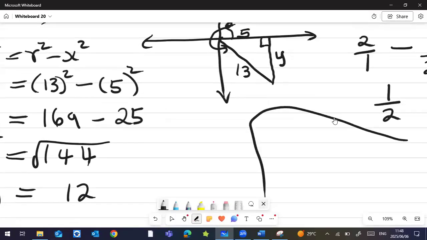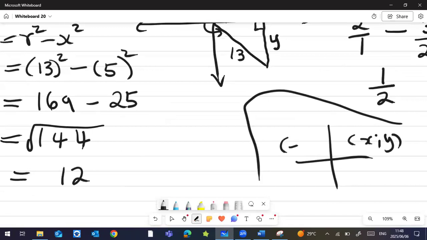if we were in the first quad, for example, in the first quad both x and y are positive. In the second quad, x is negative, y is positive. In the third quad, both x and y are negative. In the fourth quad, x is positive, y is negative. Are we together?